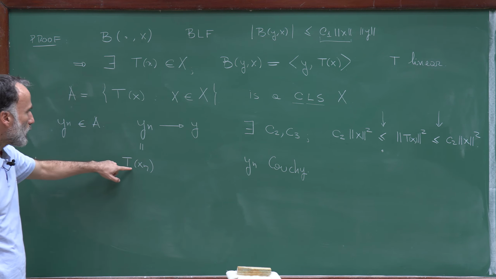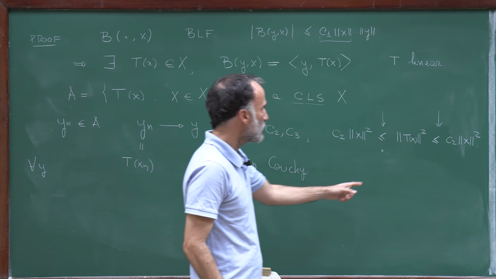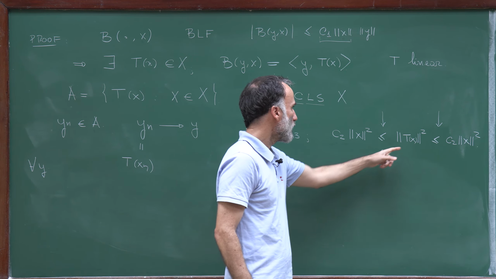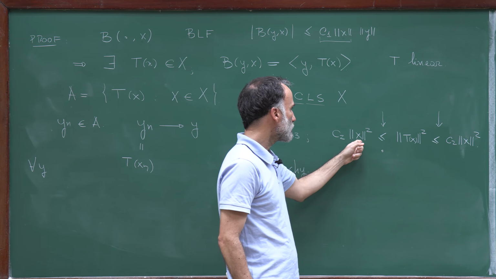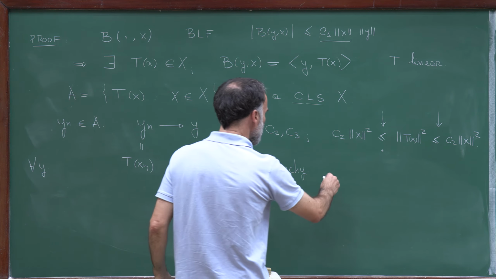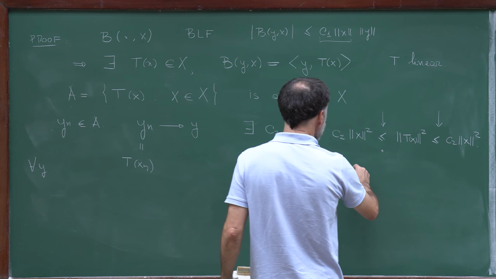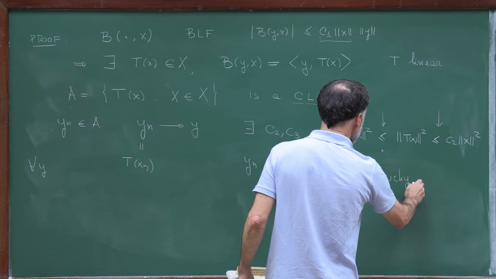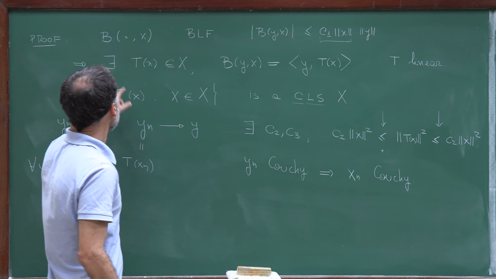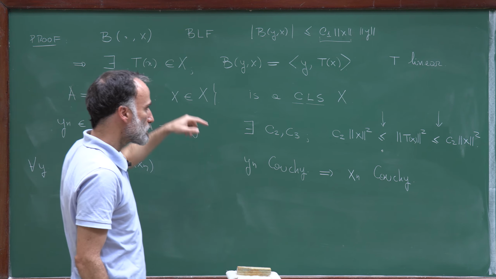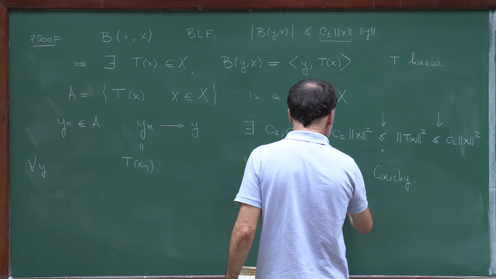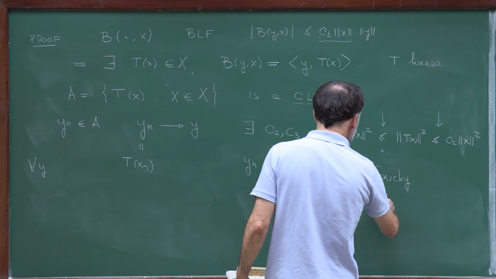But since yn is T of xn, we get that T of xn is a Cauchy sequence, and from this inequality, it turns out that xn is Cauchy. Since we are working on a Hilbert space, this space is complete. So this means that xn is converging to x.